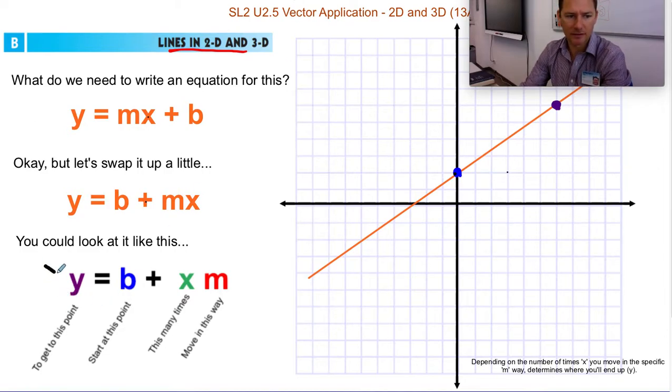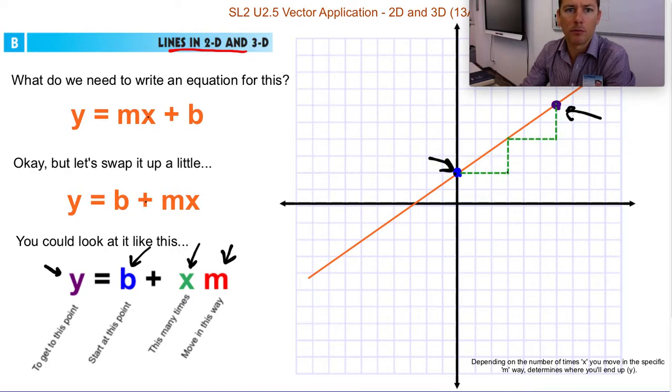I want to get to this spot. I got to start in this spot, and I need to move in a certain manner, right? You got to go over and up, over and up, over and up in a certain way this many times, right? So I got to start in this spot. To get to this spot, right, I need to start at this spot, and I need to move in a certain method, right, over and up, and I need to do that a certain number of times.